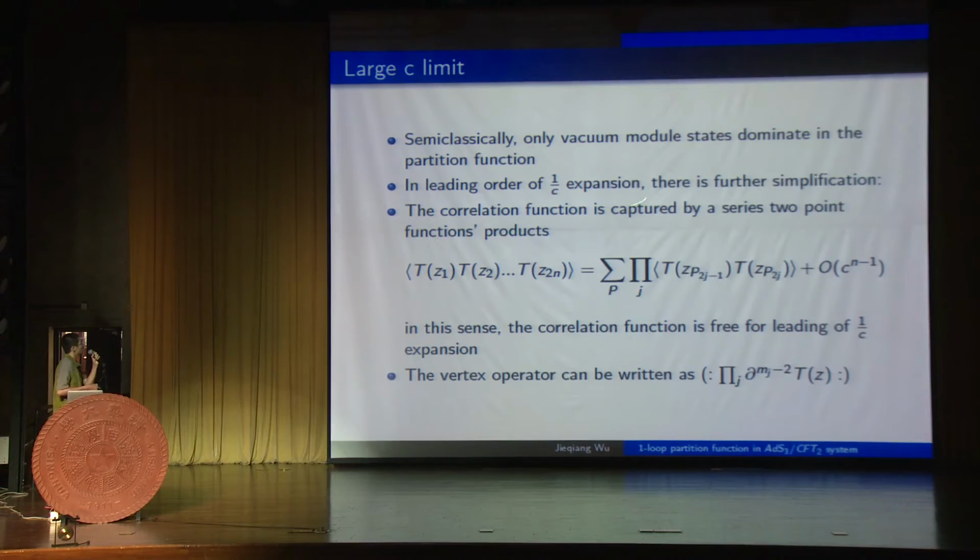For example, when we consider the correlation function for multi-stress tensors, this correlation function is captured by a summation of products of two-point functions, and all the other terms are suppressed in the 1/c expansion. In this sense, the correlation function is free at leading order of the 1/c expansion, and all the three-point interactions are suppressed. And the vertex operator can be written as a product of stress tensors with some partial derivatives on it.